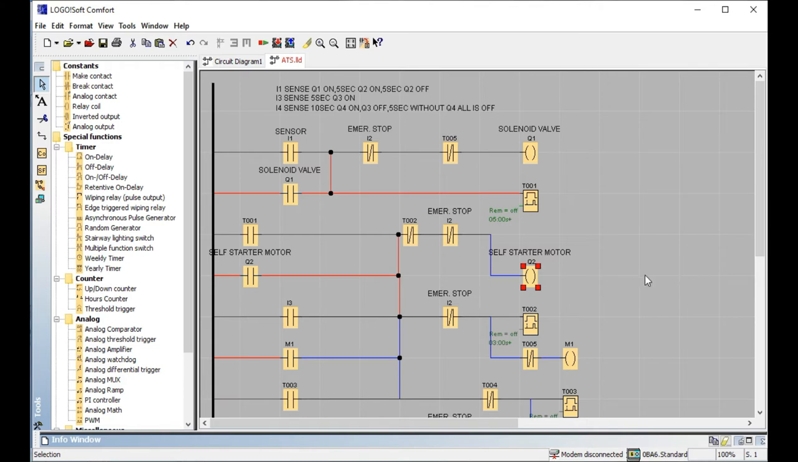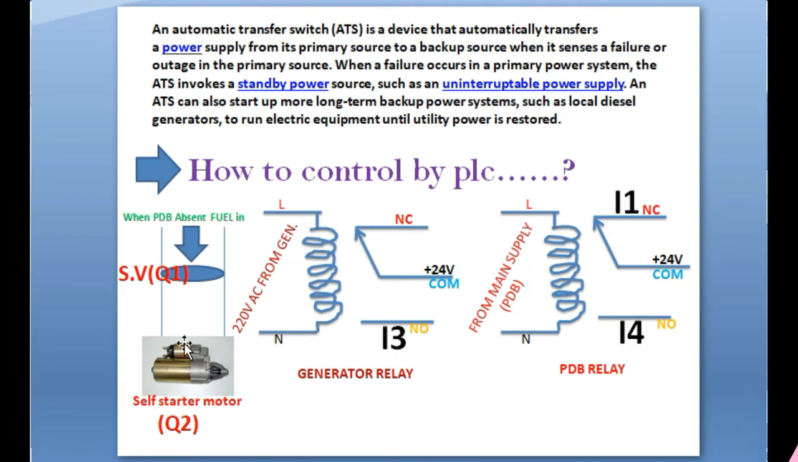So friends, this is the very basic concept of ATS. First is a solenoid valve, which was described here. Second is a self-starter motor that starts your generator. Then this is a generator relay, and this is the PDB relay. The PDB relay uses NC connected to the I1 sensor and NO connected to the I4 sensor, and the generator relay is connected to the I3.